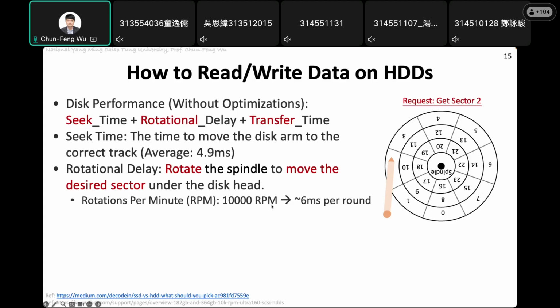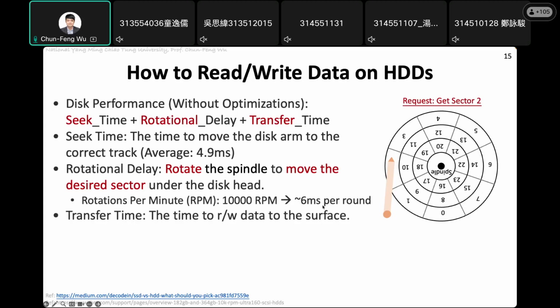Assuming the RPM value is 10,000, it means each rotation takes about 6 milliseconds to finish. This is the reason why hard disk drives are slow: the seek time is 4.9 milliseconds and the rotation is 6 milliseconds. Even if both times can be overlapped because they can happen at the same time, it is still at the millisecond level. Another step is the transfer time.